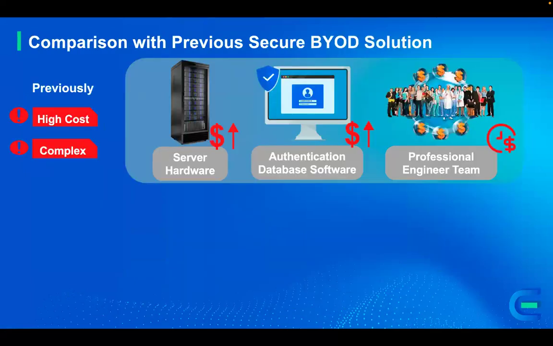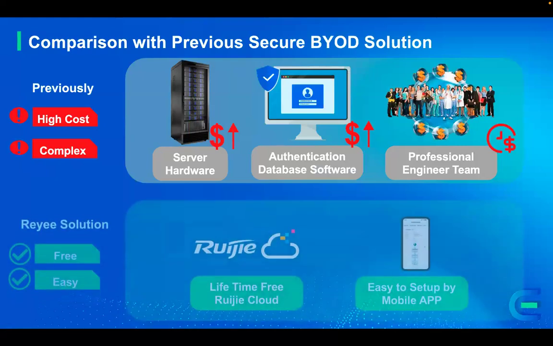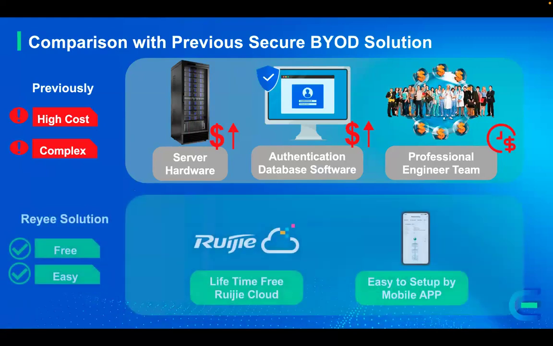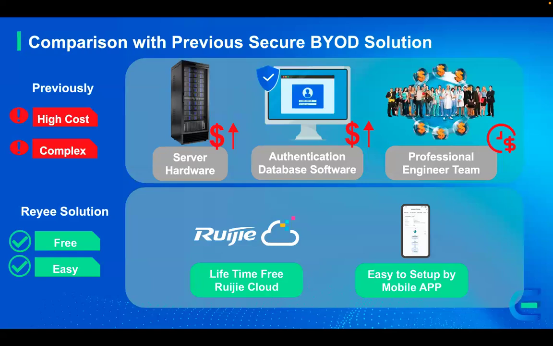If we are doing a comparison with the previous setup, you get a high-cost, complex network. Server hardware is required. For authentication, a RADIUS or AD server is required. And a professional L2 or L3 engineer is also required. But when you go with the Ruijie solution, you can easily configure it by yourself, and anyone can configure this. You get a lifetime free cloud and easy setup by mobile application. So these types of features you can easily get through Ruijie.